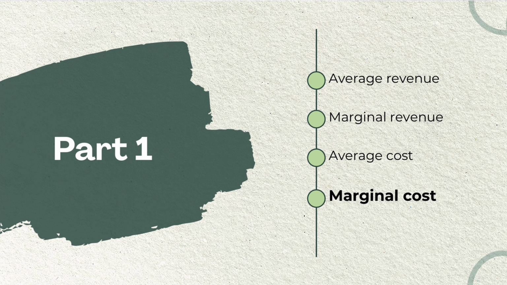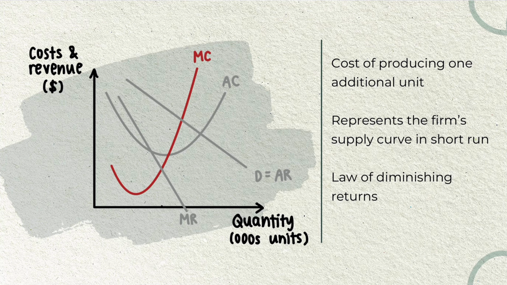And lastly, marginal cost. This is the cost of producing an additional unit of output. It represents the firm's supply curve in the short run, and it suffers from the law of diminishing returns, as the firm is unable to increase its capital, which is fixed. Let me illustrate this for you.